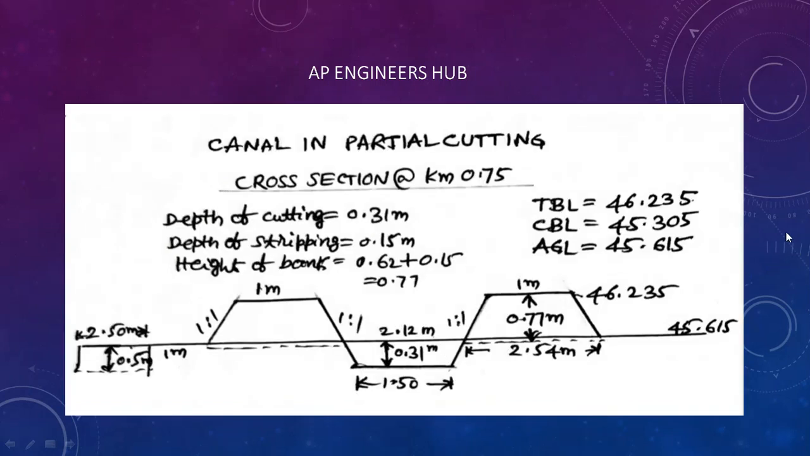Now, canal in partial cutting. Here, depth of cutting is 0.31 meters. Depth of stripping is equal to 0.15 meters. This is 0.15 because it is banking, so stripping is necessary. Therefore, height of bank is equal to 0.62 plus 0.15 stripping height, total 0.77 meters.